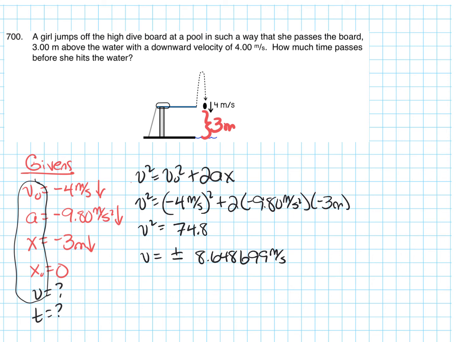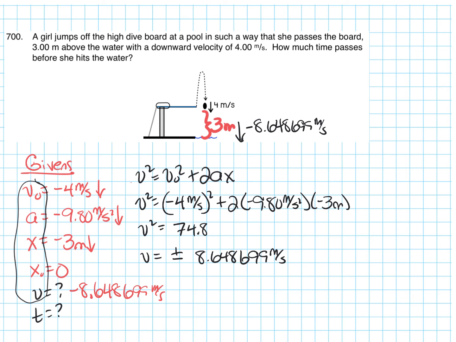So plus or minus, whenever you take the square root, you get 2 answers. One's positive, one's negative. Well, I know that this diver, she is going down when she hits the water, so the velocity is going to have to be a negative 8.648699 meters per second because she's going down. So that's the final velocity. That's what I'm going to use right there. Negative 8.648699 meters per second. All right, now I've got to find the time.